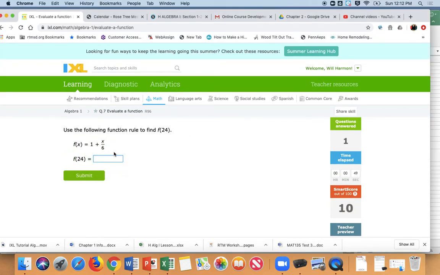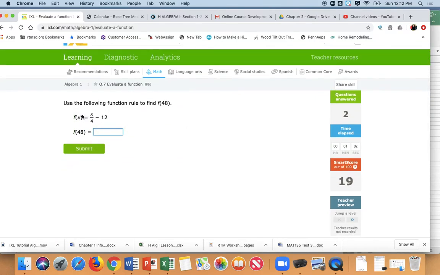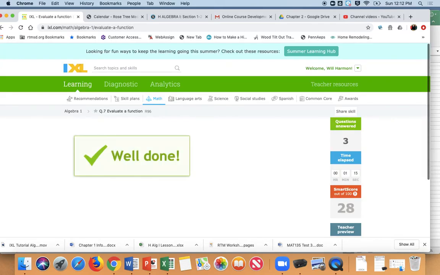Here, this one's asking me to replace the x this time with 24. So I'm going to do 24 divided by 6, that's 4, plus the 1 is 5. For this guy, it's asking me to replace x with 48. Notice x went from an x to a 48. So I'm going to do 48 divided by 4, that's 12, minus 12, that's 0.